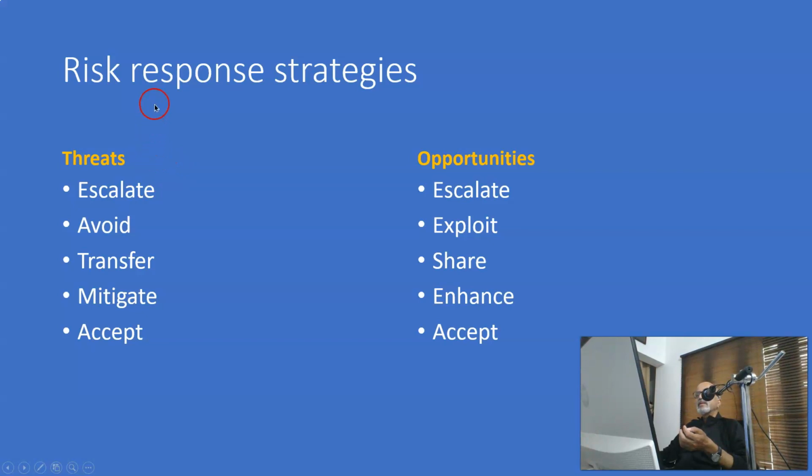So the risk response strategies for threats are escalation, avoidance, transference, mitigation, and acceptance. And the risk response strategies for opportunities are escalate, exploit, share, enhance, and accept.